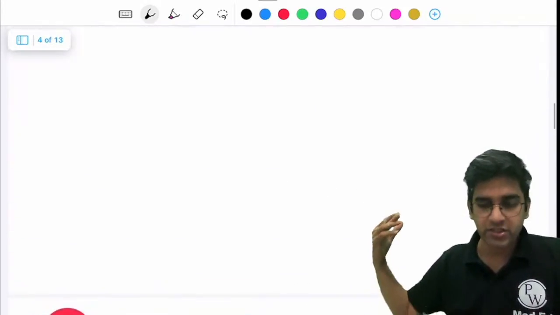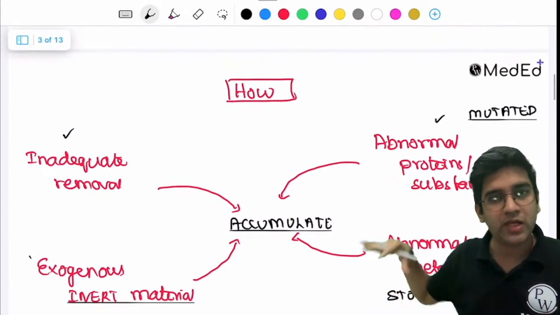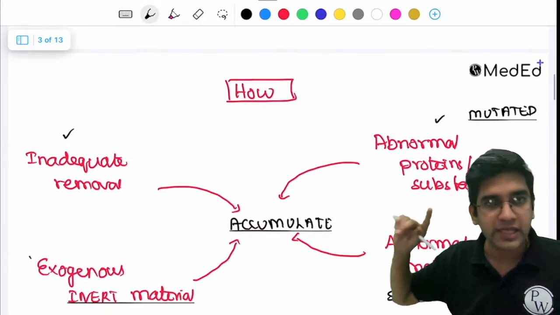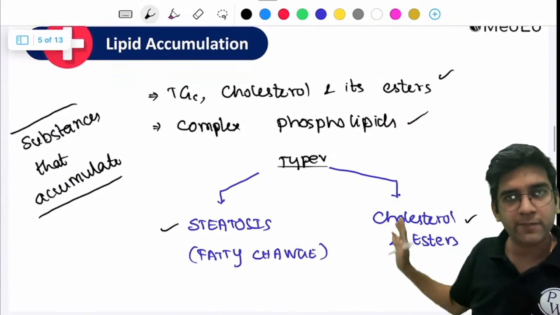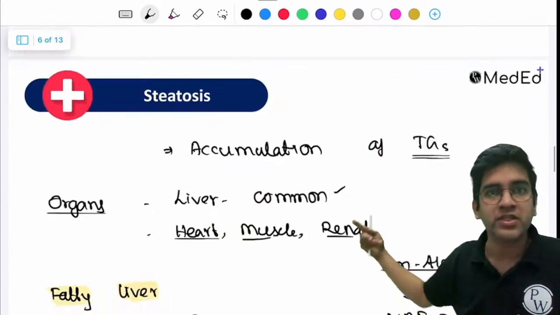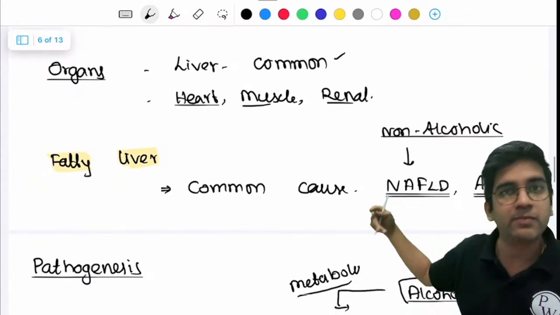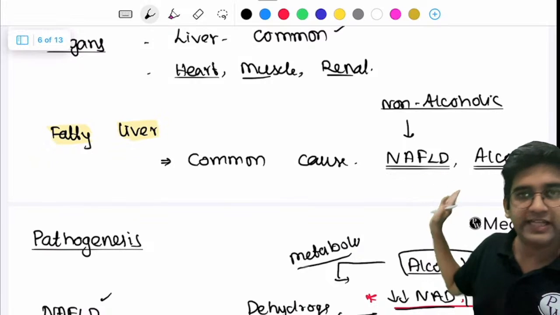So how we structured is, we know what is an intracellular accumulation and what are the ways by which it can accumulate. I'll answer Samantha, just give me a second. And many types of lipid can accumulate. Two of them we read in detail. Steatosis is one, and we read a little bit more in detail about fatty liver, NAFLD and alcoholic.